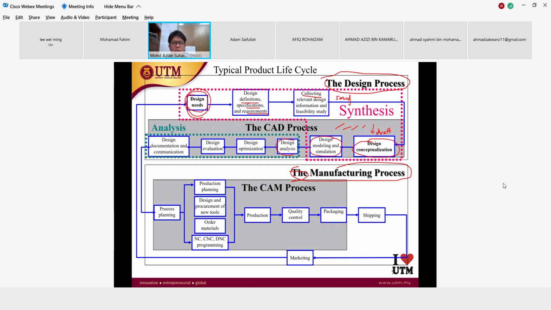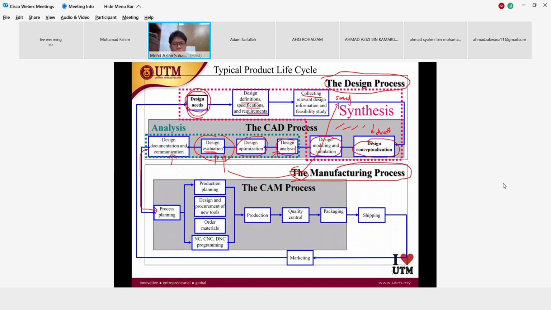Do some analysis and optimize. If you have any problem here, then you optimize it. Then evaluation. Maybe here you go back to the survey that you made and ask them to evaluate your design. How is this design? Can you give some ideas to improve it, for example? So they will give some input to evaluate the design. Then you have documentation and communication before you send it to the CAM process.